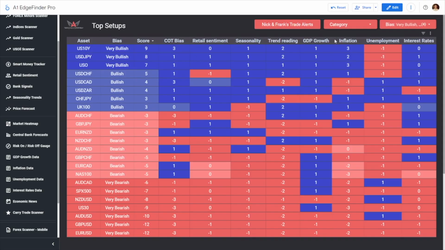All this is doing is taking into account all of these statistics, all of these numbers, and giving us a nice bias. So I use the EDGEFINDER to find the setups that I trade.